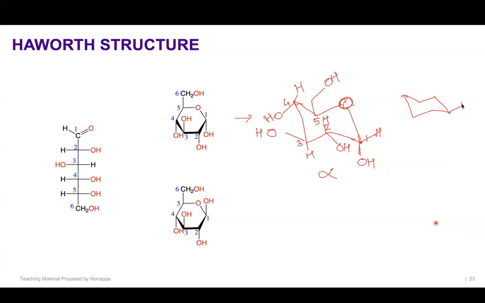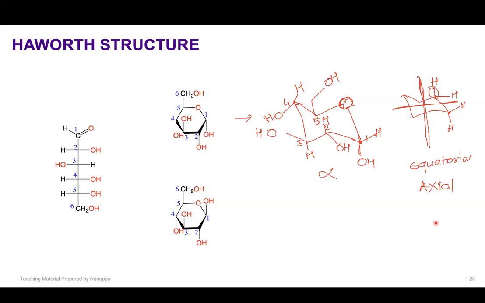There are two things that we have to remember. If I draw a line like this and like this, we will always have two types of orientation. One is called equatorial. That is everything aligned along this line. And the other is axial. Axial is the one which is going vertically in this.